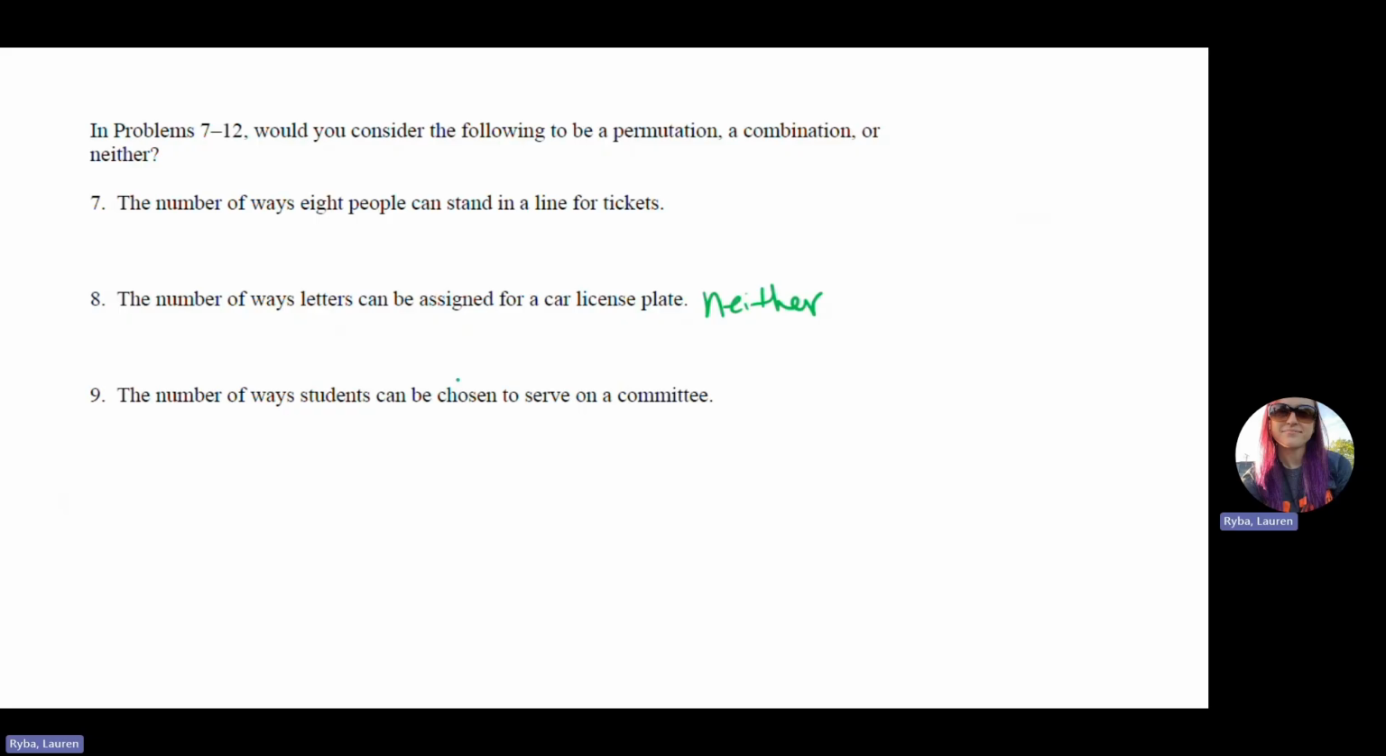All right, so that leads. One of these order matters. One of them it does not. Order matters is the permutation. So which one is the permutation? The way you stand in line or the way you get chosen to serve on a committee? The way you stand in line is what matters for order. So permutation is going to be 7 and combo is going to be number 9.